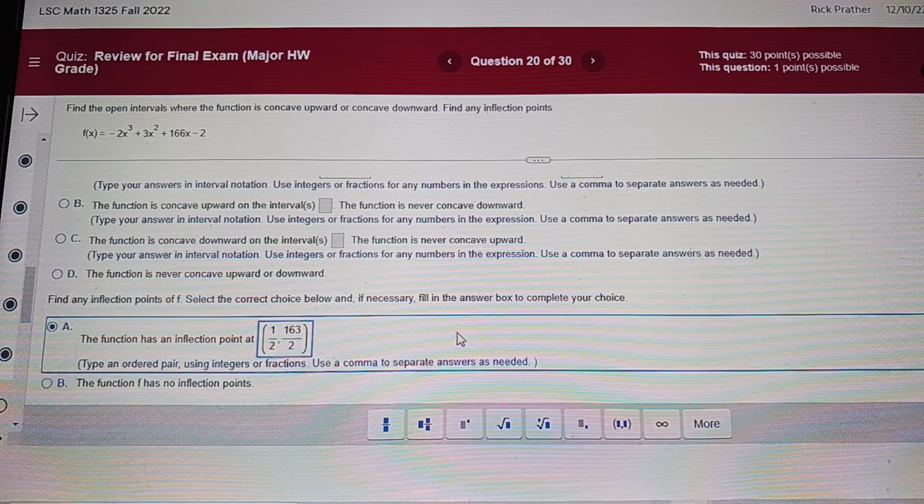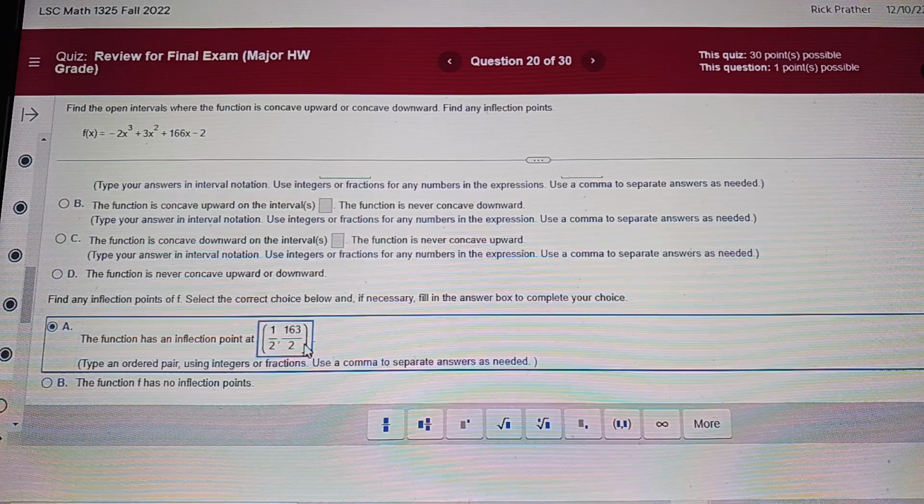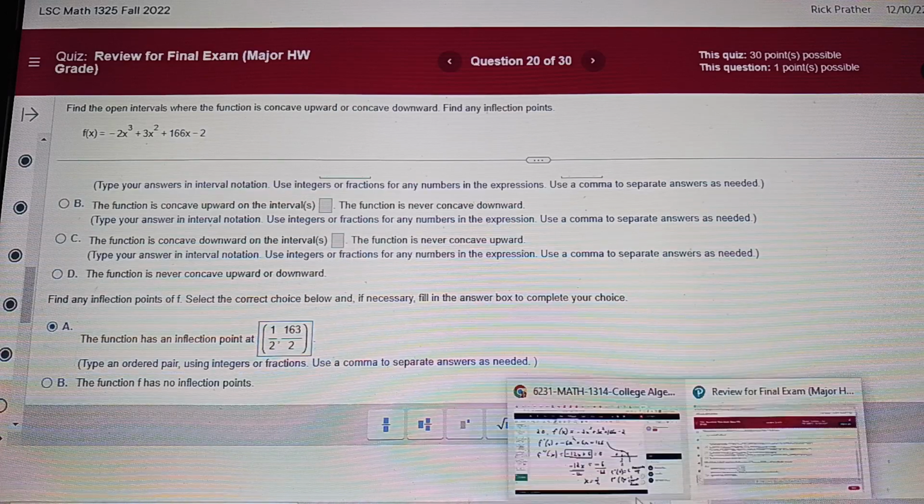So that's all you care about on this problem: when is it concave up, when is it concave down, did it switch from one to the other? Yes, then there's an inflection point there. And you don't care which one happened first.